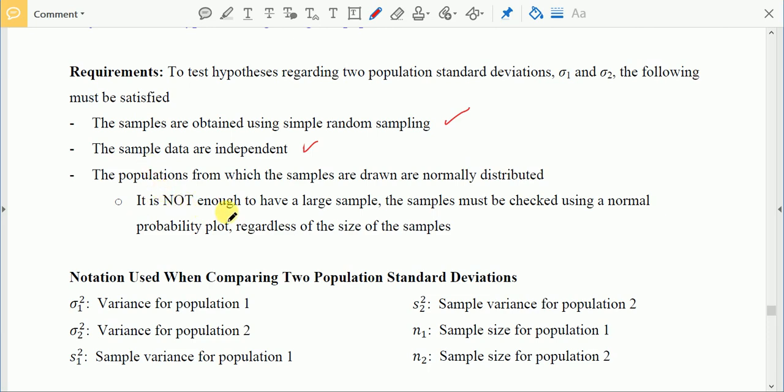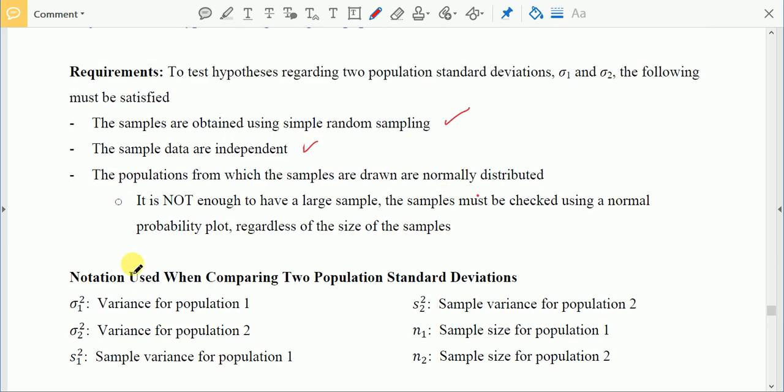It is not enough to have a large sample. Remember, from the last three sections, for the proportion and the mean, we needed the sample to be at least 30, right? But in this section, for the standard deviation, it is not enough to have just a large sample. We also require the samples to be checked using a normal probability plot, no matter what the size of the sample. This is different from the last three sections.